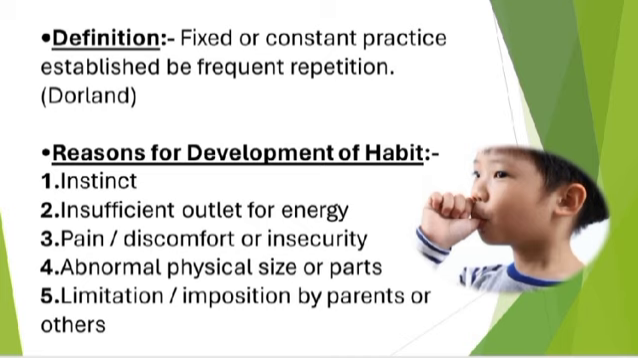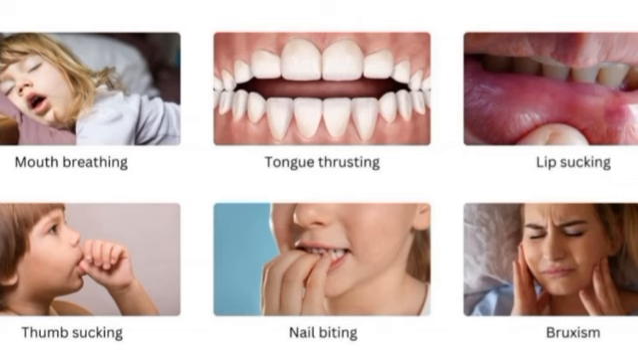It can be instinct, insufficient outlet for energy, pain, discomfort or insecurity, abnormal physical size or parts, or limitation and imposition by parents or others. Examples include mouth breathing, tongue thrusting, lip sucking, thumb sucking, nail biting, bruxism, etc.